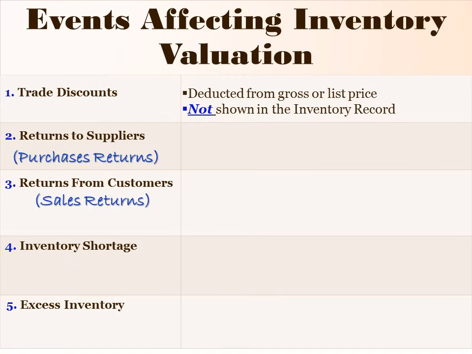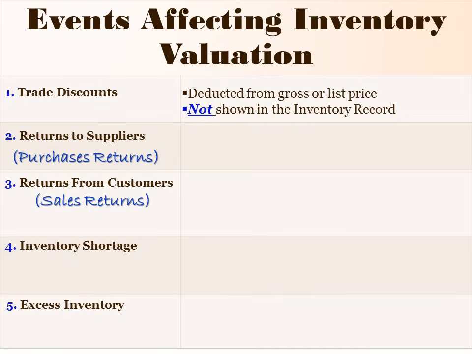Supposing you bought some items for $2,000 each, and they say to you that there's a trade discount of $100 on each item, it therefore means that these units are going to be carried on the books not at $2,000, but at $1,900 each. That is the $2,000 minus the trade discount of $100. Next, returns to suppliers. Now let's see what happened when we got the units from the suppliers. When we got the units, we would have reflected them under the purchases column.